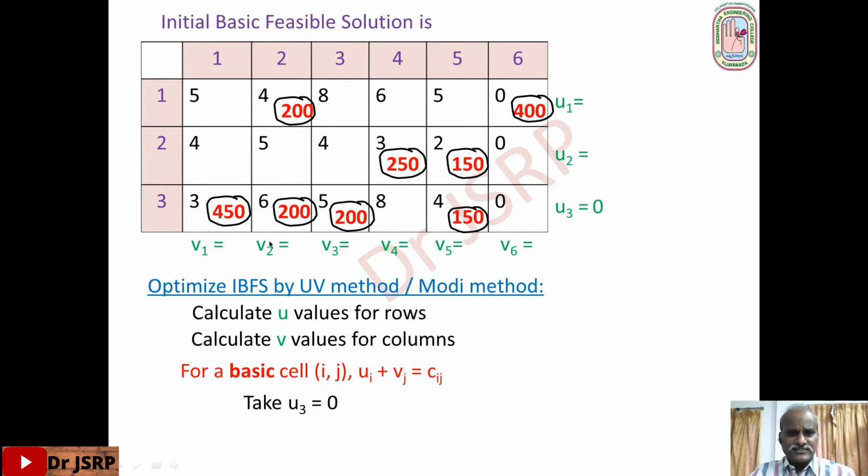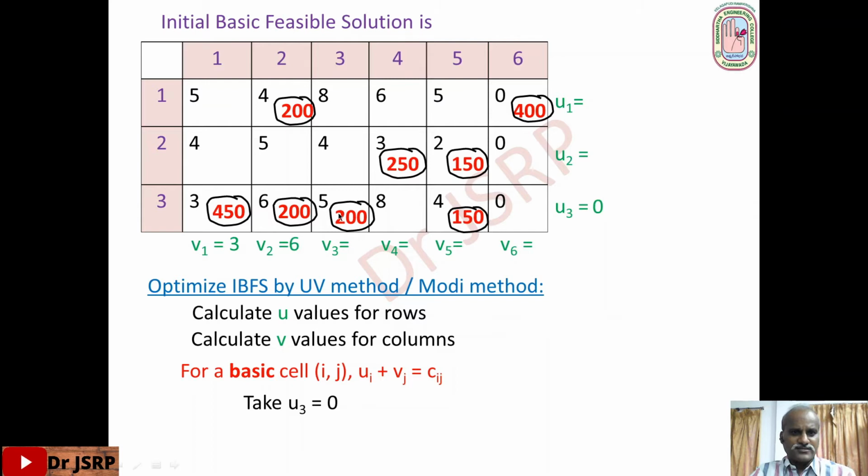So consider this basic cell, the 3 1 cell. What is the relation? U3 plus V1 equals cost 3. Substitute U3 as 0. So V1 equals 3. Just 3 minus 0, 3. Okay. Similarly for the 3 2 cell, U3 plus V2 equals 6. Substitute U3 as 0. So V2 equals 6.